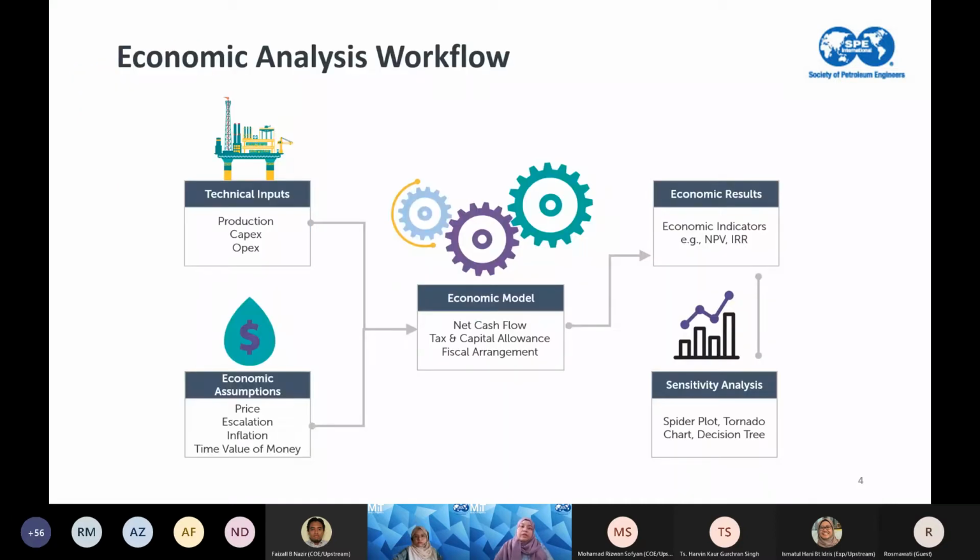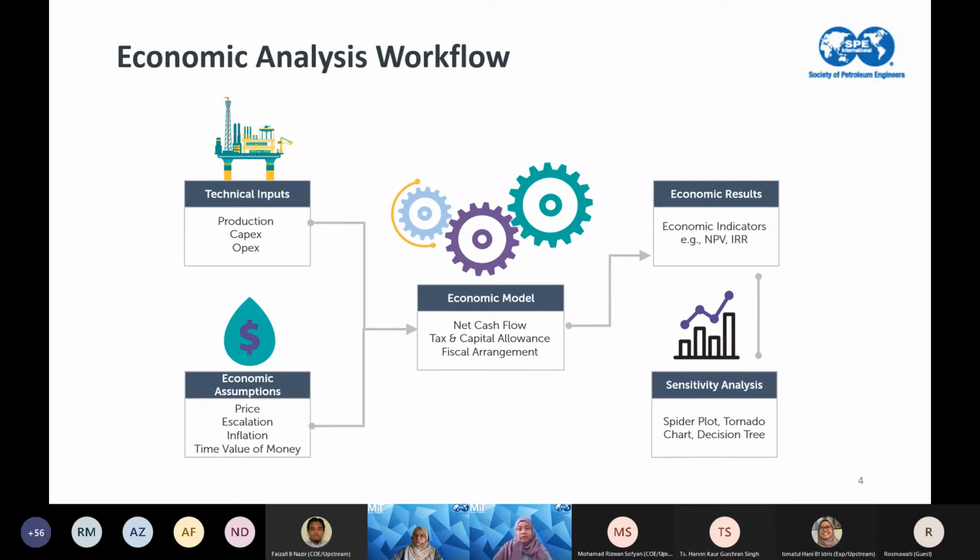This is most probably familiar to everyone here, but just in case, this is the typical economic analysis workflow. We start with a bunch of inputs from everyone. Economics is really where all the inputs are amalgamated into a single model for us to forecast what the future looks like, right? Typically, an economic forecast is more than just 2, 3 years. It goes on 20, 30, sometimes 60 years, depending on where you are.